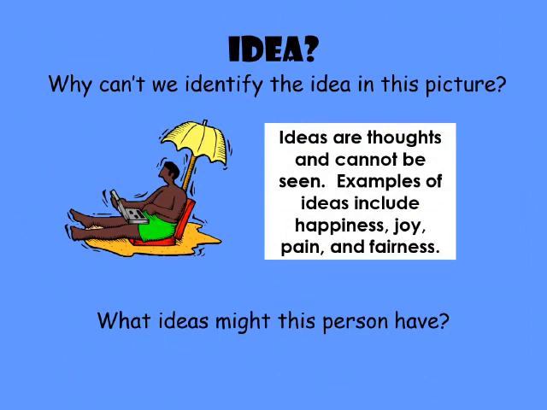A noun also covers an idea. Why can't we identify the idea in this picture? Ideas are thoughts and cannot be seen. Examples of ideas include happiness, joy, pain, and fairness. What idea might this person have? Now this you have to guess.